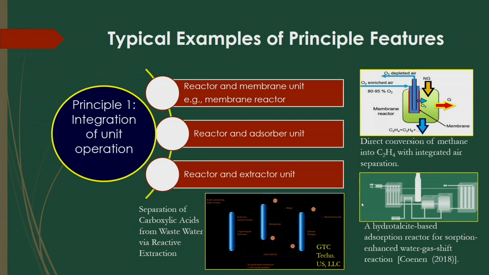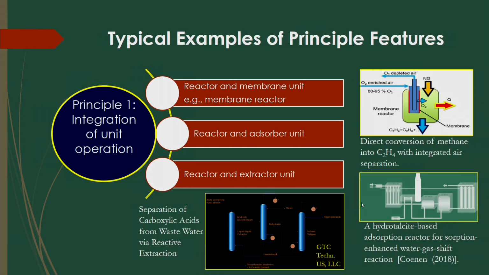So, that is why process intensification should be done in an integrated way for the reactor and extraction. That is called the reactive extractor unit. An example here is the separation of carboxylic acids from wastewater via reactive extraction. So, this is also one of the important methods by which you can do process intensification in a simultaneous way for the reaction and extraction process.